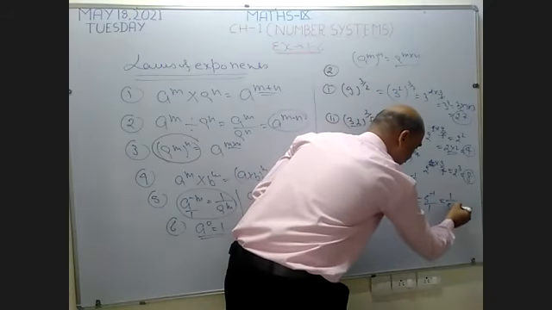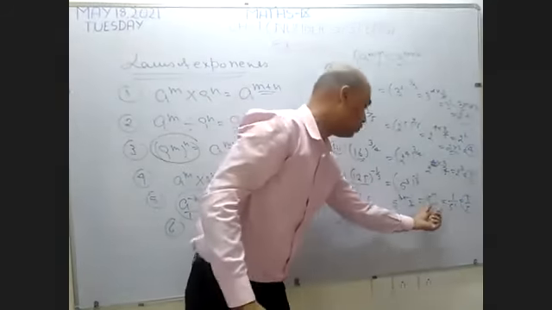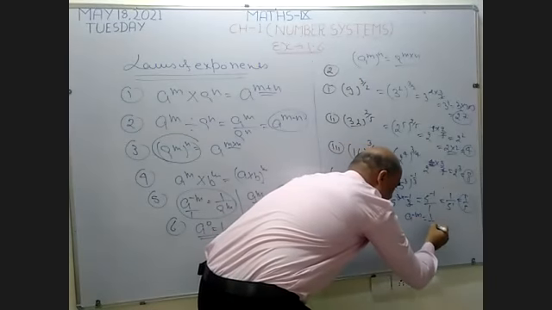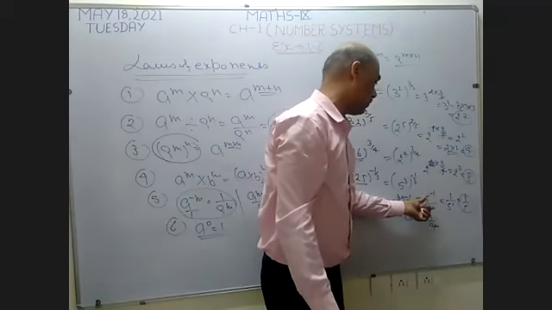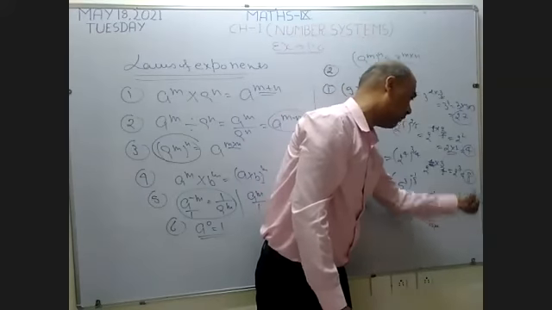1 upon 5 raised to power means 1 by 5 is the answer. Okay? I use this identity: a raised to power minus m can be written as 1 upon a raised to power m. To make its power positive, I take the reciprocal of this number. When I take the reciprocal, the numerator goes to the denominator, and the sign must be changed. The answer becomes 1 by 5.